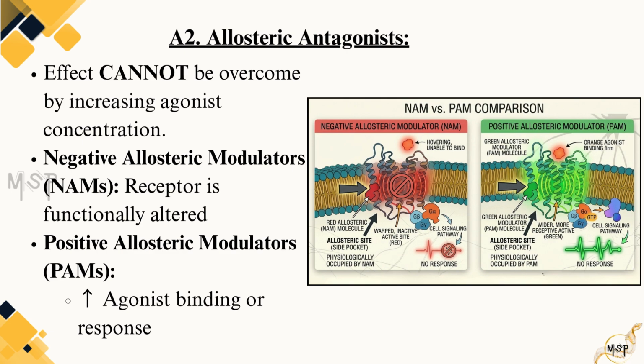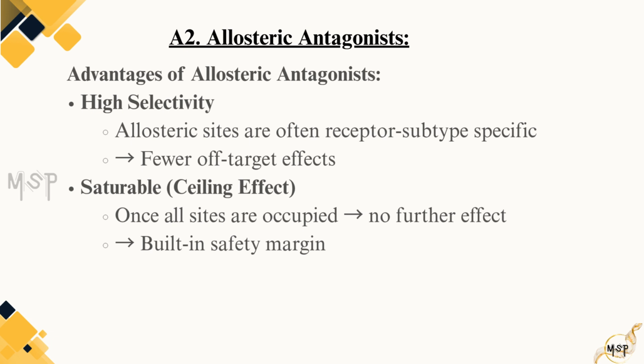Positive allosteric modulators, PAMs, do the opposite. They enhance agonist binding or efficacy. Benzodiazepines, for example, are PAMs at the GABA A receptor. The same allosteric site can be exploited in both directions, to amplify or suppress receptor activity. Two major advantages of allosteric antagonists. First, drug design selectivity.